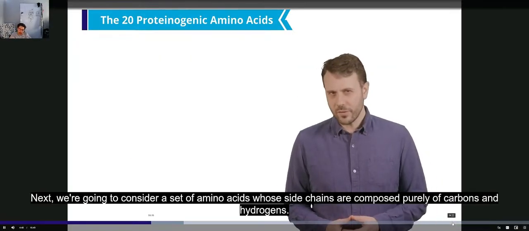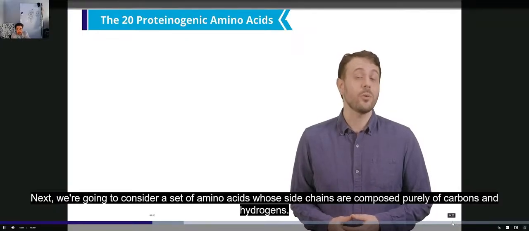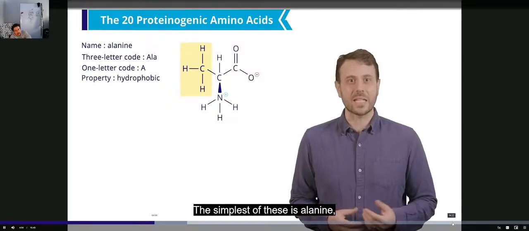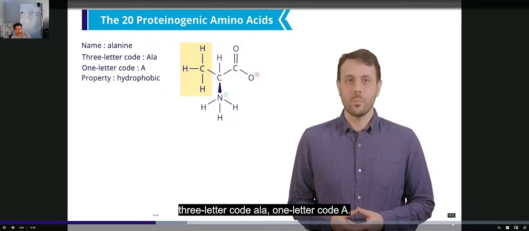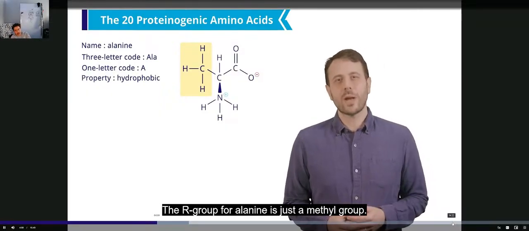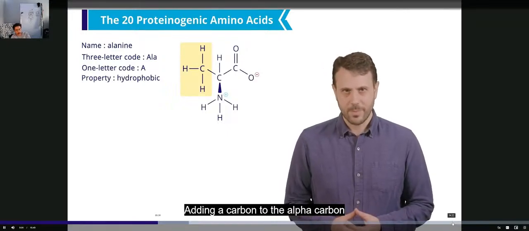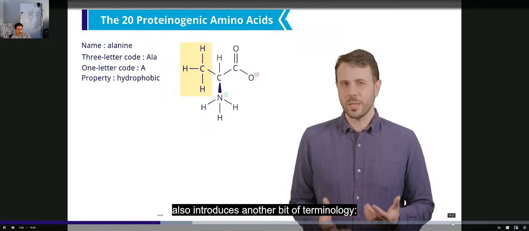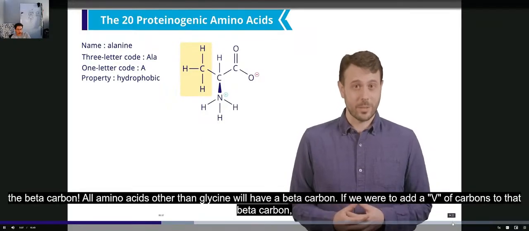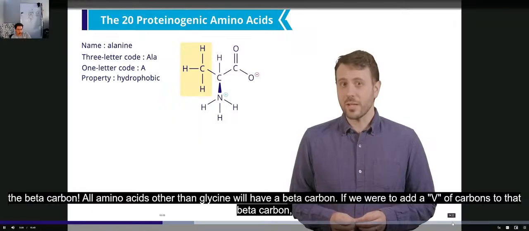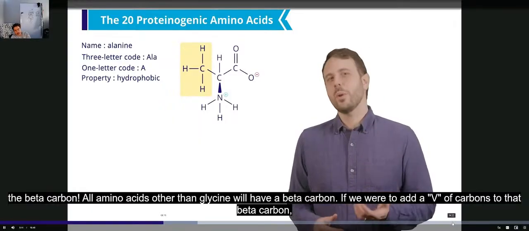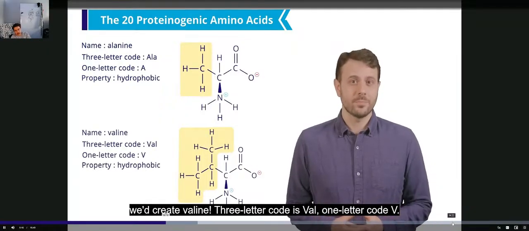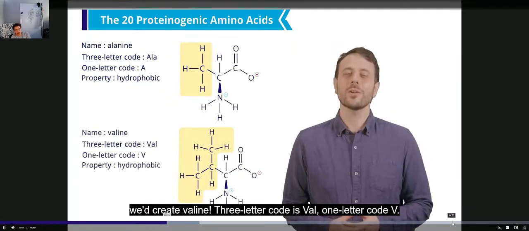Next, we're going to consider a set of amino acids whose side chains are composed purely of carbons and hydrogens. The simplest of these is alanine, 3-letter code ALA, 1-letter code A. The R group for alanine is just a methyl group. Adding a carbon to the alpha carbon also introduces another bit of terminology, the beta carbon. All amino acids other than glycine will have a beta carbon. If we were to add a V of carbons to that beta carbon, we'd create valine. 3-letter code is VAL, 1-letter code V.